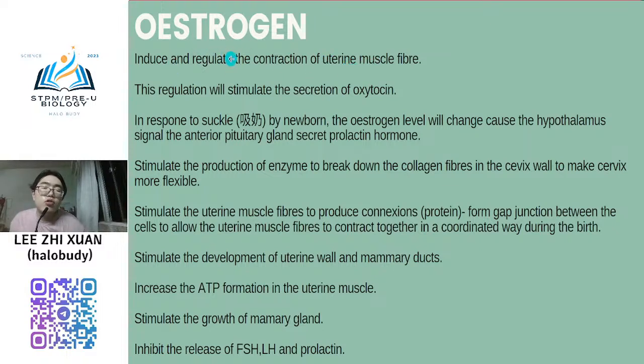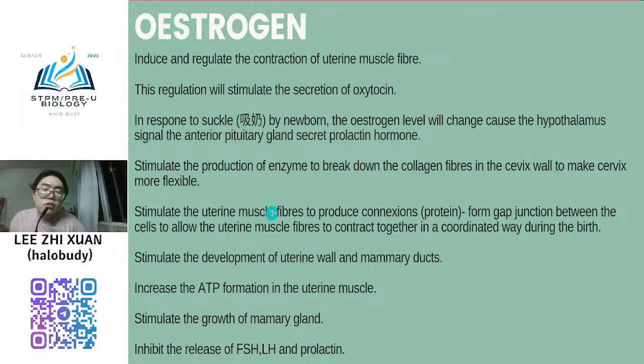So that's why the estrogen level needs to be high. Oxytocin is another hormone that I will explain. Estrogen will stimulate the secretion of oxytocin, so it is a relationship. It also responds to suckling by the newborn. Estrogen level will change and cause the hypothalamus to signal the anterior pituitary gland to secrete prolactin hormone. Normally this is the very final stage. Another one is to stimulate the production of enzyme to break down the collagen fiber in the cervix wall to make the cervix wall more flexible.